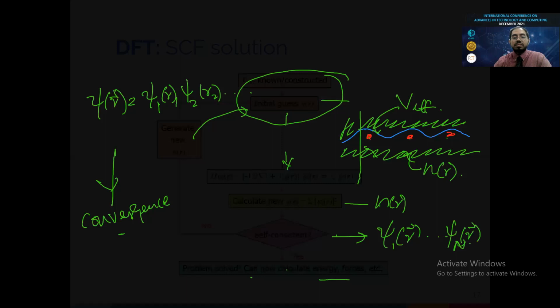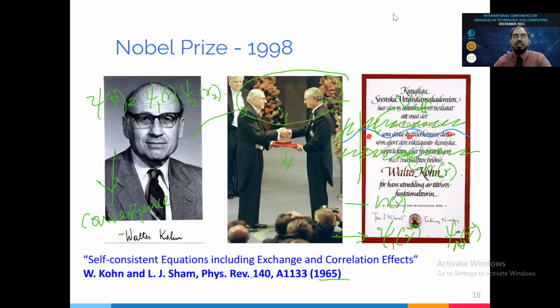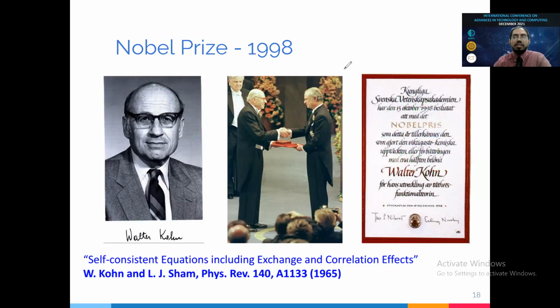All right, let me erase that. So this earned the Nobel Prize, I think in 1989 or 91, I forget, somewhere around there. Got the Nobel Prize for this. 1998, Walter Kohn, he passed away a few years back. I got the chance to meet him while attending a workshop at UCSB.